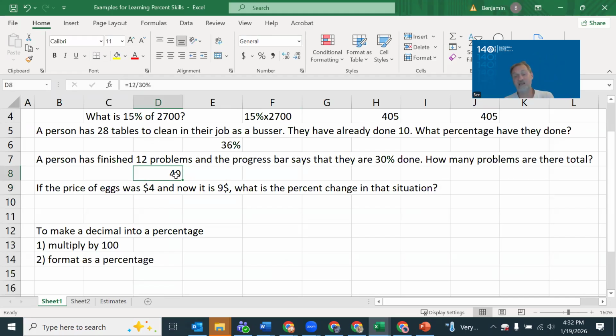All right, now let's validate. Let's think about whether that makes sense. First of all, is 40 reasonable? Yeah, 12 is part way. I need to do more problems. The total number should be bigger than 12. A little higher level of validation, 50% of 40 is easy. That's 20, it's half. And so I'm not there yet. So 12 problems could be 30% because 20 problems would be 50%.